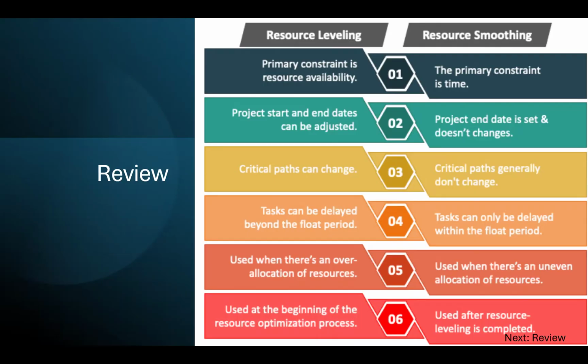Resource leveling is used when there's an over allocation of resources. When you have resource smoothing, it's when you have an uneven allocation of resources. Resource leveling can be used during the beginning of the resource optimization process, and resource smoothing can actually be used after resource leveling. So we can have a hybrid. We can combine the two methods to achieve our goals.